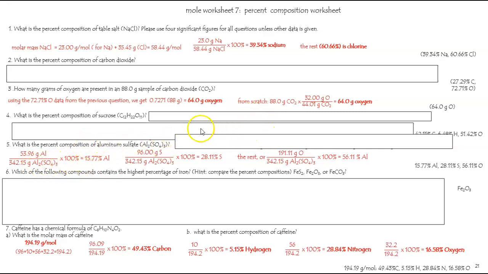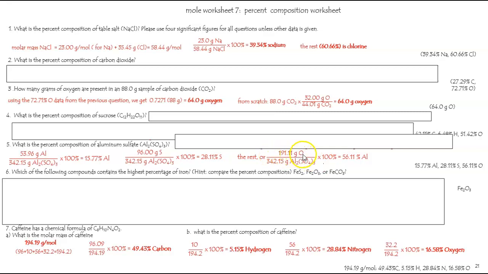And then I'd add up the whole thing and find out that it's 342.15 grams is its molar mass, of which 53.96 grams came from aluminum. Notice I doubled the value for aluminum, and that means we got 15.77% aluminum. Similarly, 3 sulfurs mean 96 grams came from sulfur, 191 grams came from oxygen, and there you go. Or I could have done just the rest. The rest is always easier.